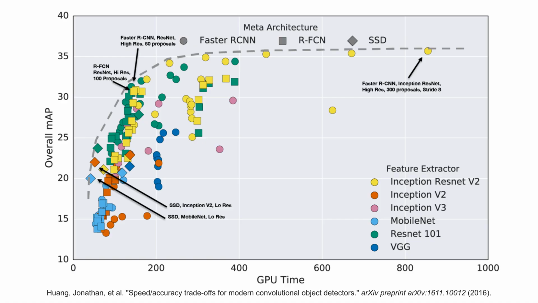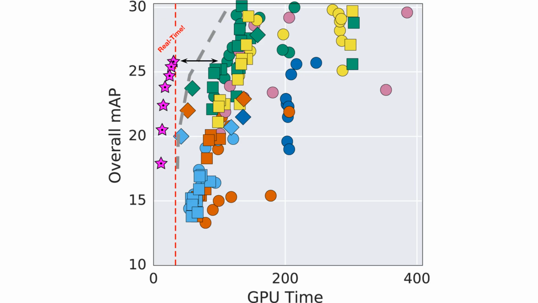Various object detectors exhibit a trade-off between mean average precision and GPU time or speed. Real-time performance is generally considered to be detectors that operate below a certain GPU time threshold. Yolo 2 operates on the real-time boundary, showing excellent speed-accuracy trade-offs compared to other models. Yolo 2 demonstrates performance gains in both accuracy and speed in the real-time region of the performance curve.